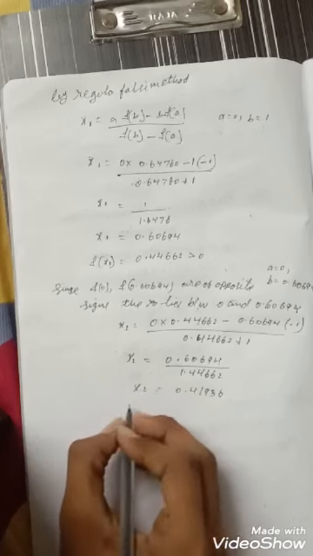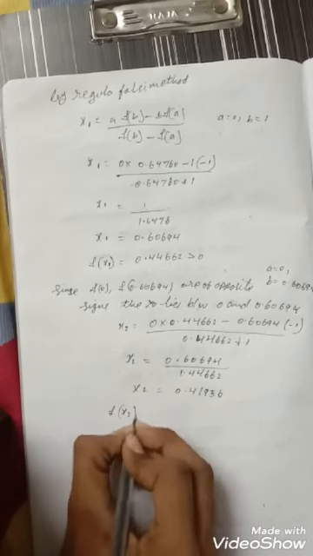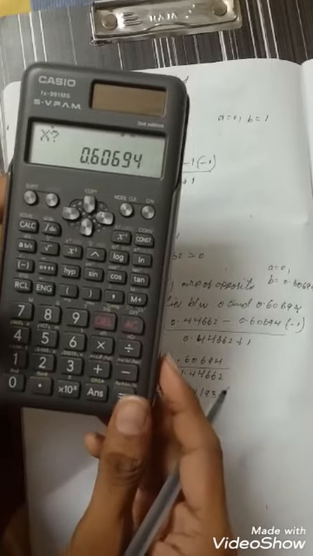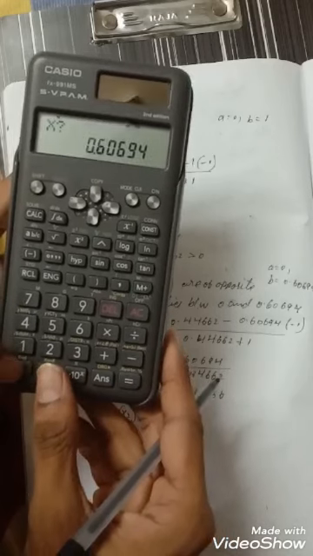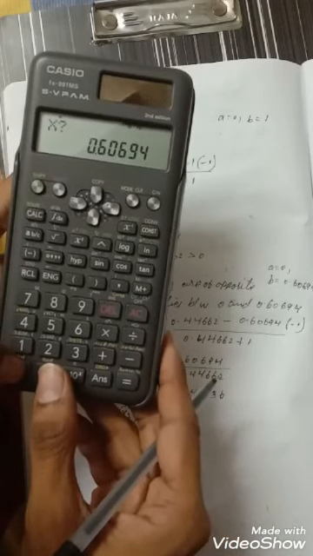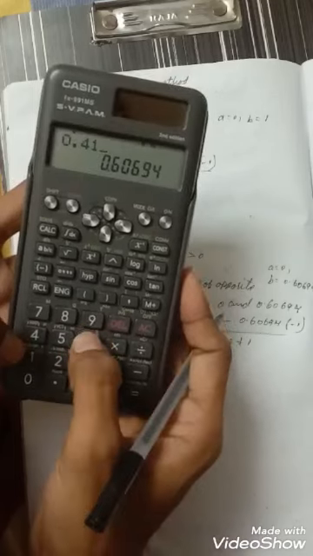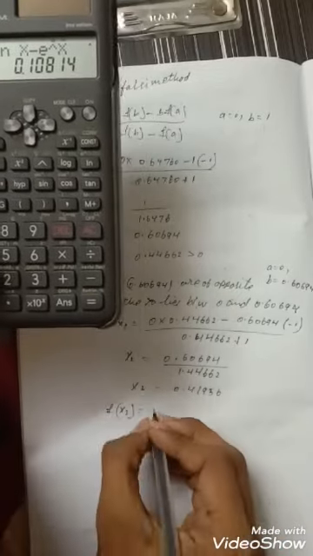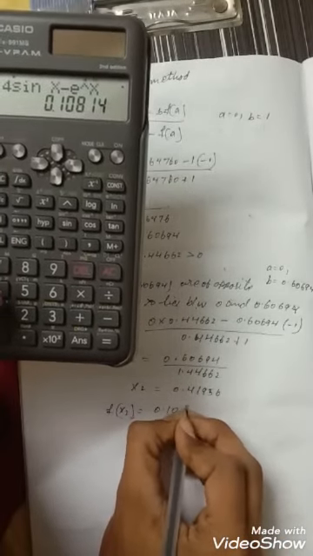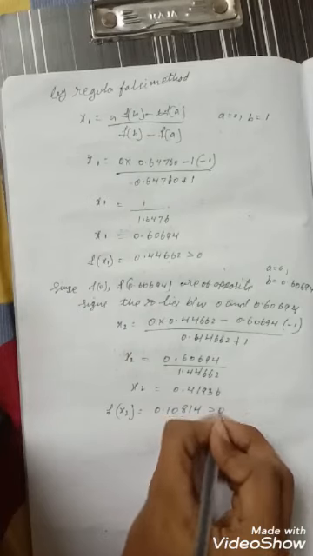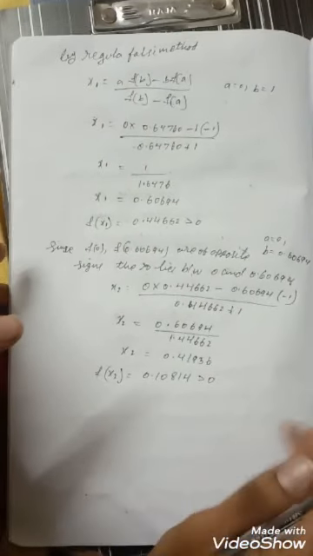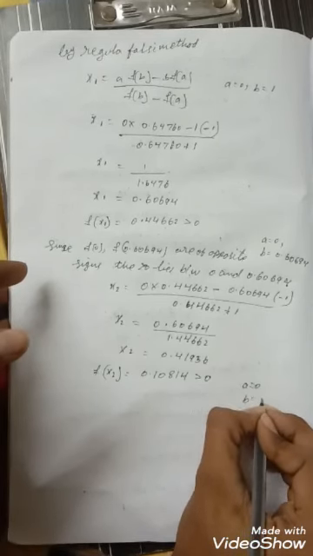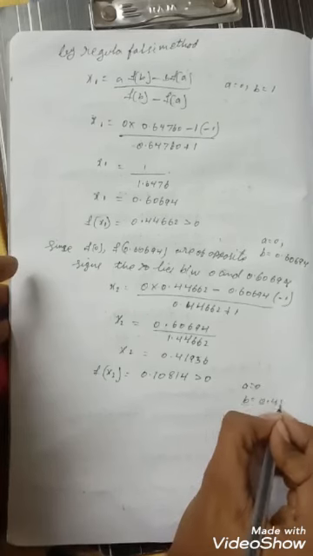Then we find the value of f of x2. We use the calculator and type the value of x as 0.41956. We get a value of 0.10814, which is greater than 0. Then the negative value a remains 0, and the positive value b is changed to 0.41956.